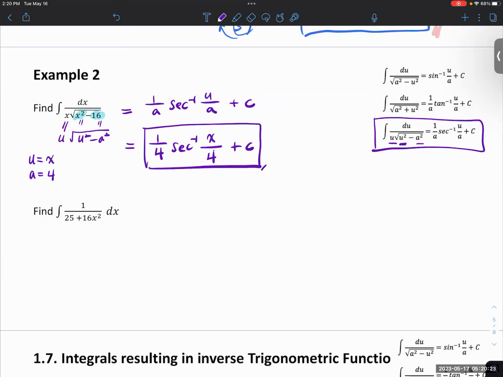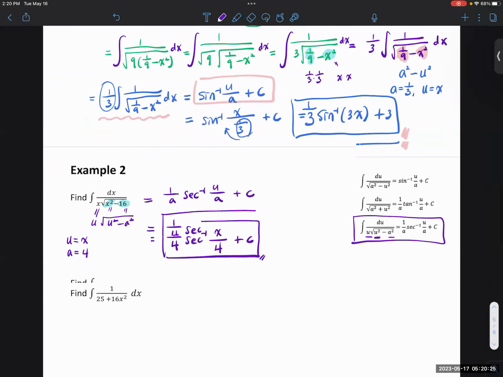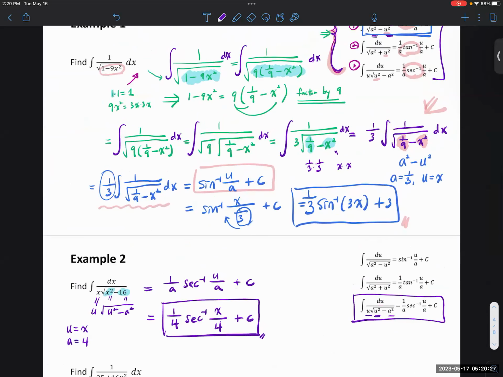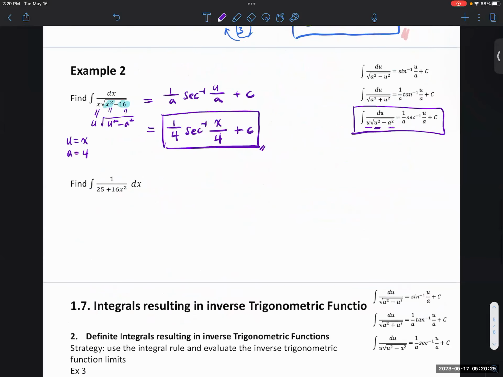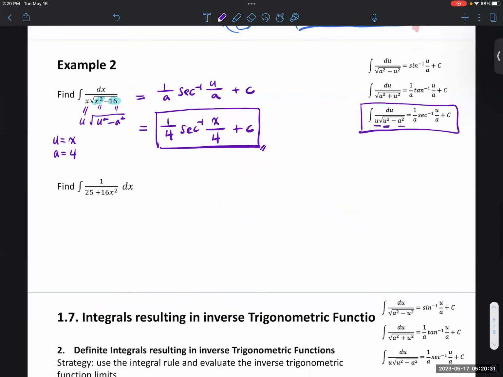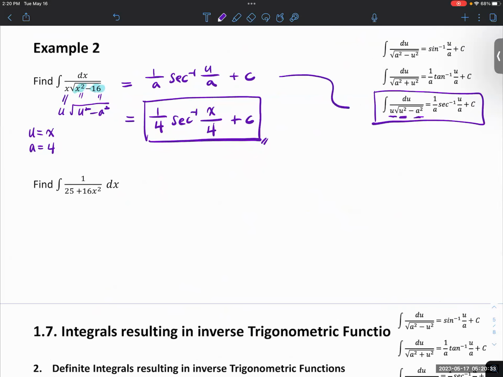You see that it's a very quick shortcut. The first one required you to do a little bit of work. The second one, we simply know the pattern. This is matching with the third one. U times the radical of x squared minus 16 is exactly u times the radical of u squared minus a squared. So u is the x, or any variable, and a is the constant. So you can think about it.